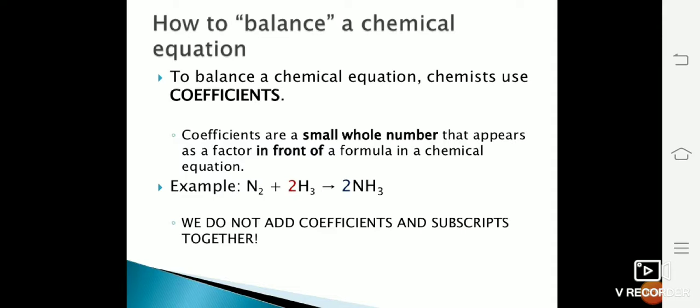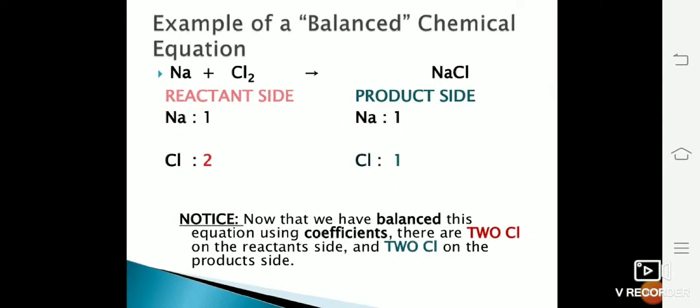You have 2 atoms of nitrogen and 6 atoms of hydrogen on the reactant side. If you check the product, you have 2 atoms of nitrogen and 6 atoms of hydrogen. As mentioned, please take care that we do not add coefficients and subscripts together. Now this was the first equation which we have done.